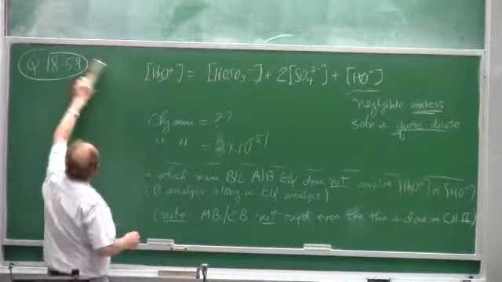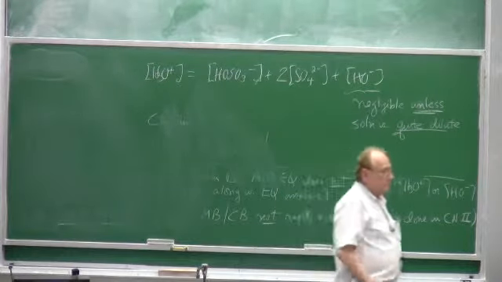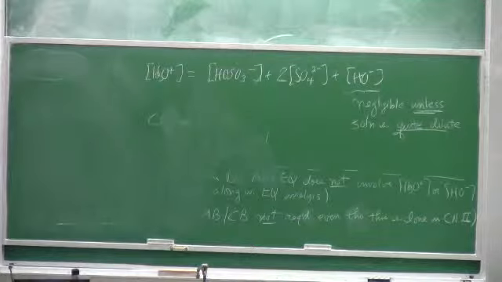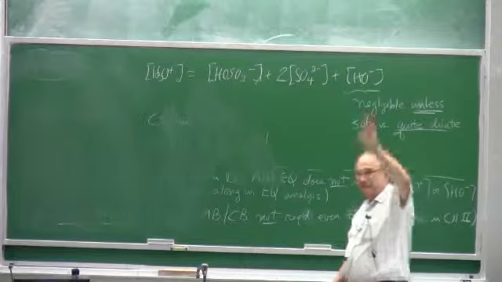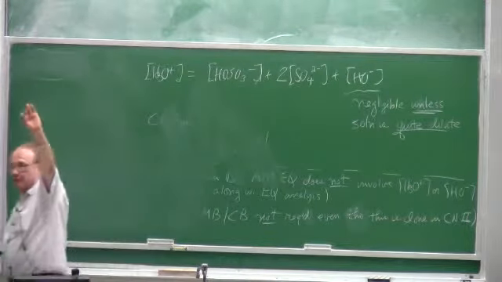I repeat the question. Is calculating hydronium ion concentration for this solution fairly simple, or does it require material balance, charge balance? Let's have a vote. Fairly simple. Material balance, charge balance required.